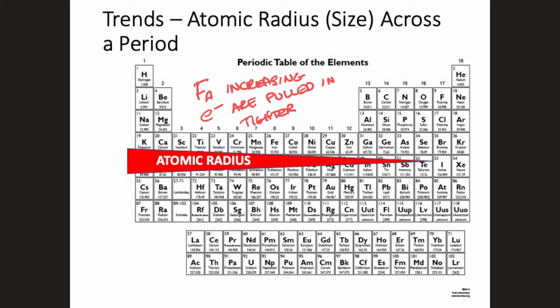Now, why are they pulled in tighter? Well, we're adding more protons. And more protons in the nucleus means we're increasing the nuclear charge, or the force of attraction. And therefore, the electrons in the valence shell, which are all in the same energy level, not any further away, get pulled in tighter.